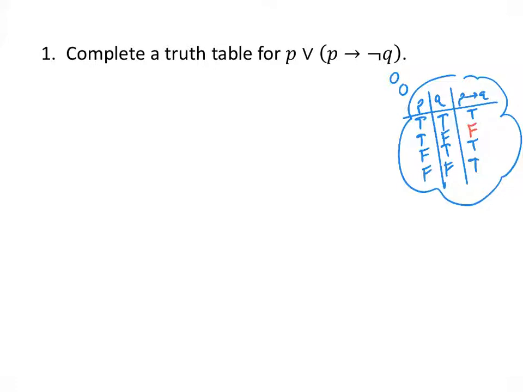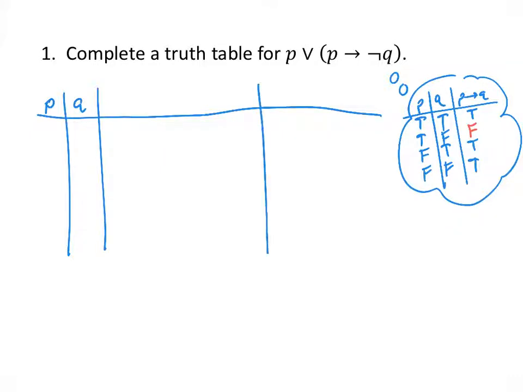Okay, so when we break this down, we're going to put this together in the normal way. We're going to start with our P and our Q. We know that the last column of our table is going to be our full expression, P or (P implies not Q). And then we just break this down. If we break down the P or (P implies not Q), we need P, but we already have P. And we need P implies not Q. So we'll make a column earlier in our table for P implies not Q.